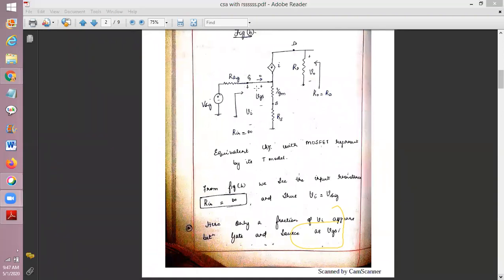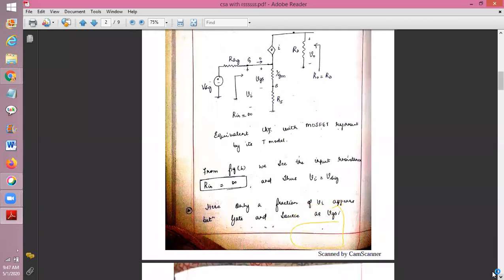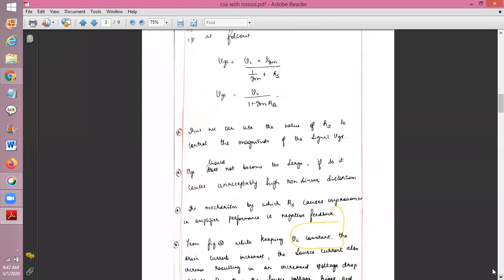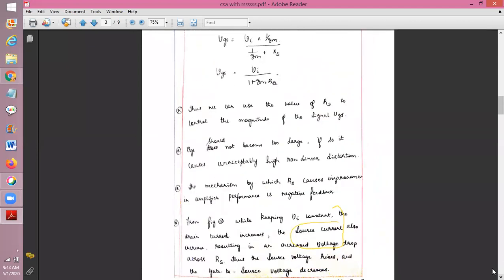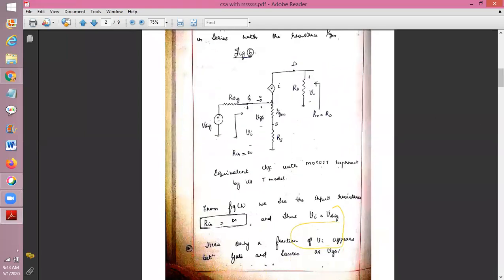Now let me find the drop across VGS. VGS is the voltage from gate to source. Vi is the voltage from gate to ground. Now we have to find the voltage VGS. How to find it? Anyone can answer? VGS is the voltage between gate and source, Vi is the voltage between gate and ground. So this voltage is like a main voltage source, and small VGS is a part of Vi.